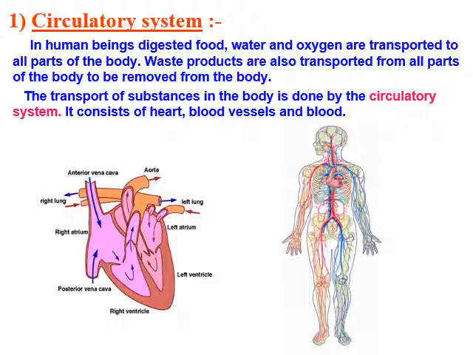Circulatory system. In human beings, digested food, water, and oxygen are transported to all parts of the body. The waste products are also transported from all parts of the body to be removed from the body. The transport of substances in the body is done by the circulatory system, and the circulatory system consists of heart, blood vessels and blood.